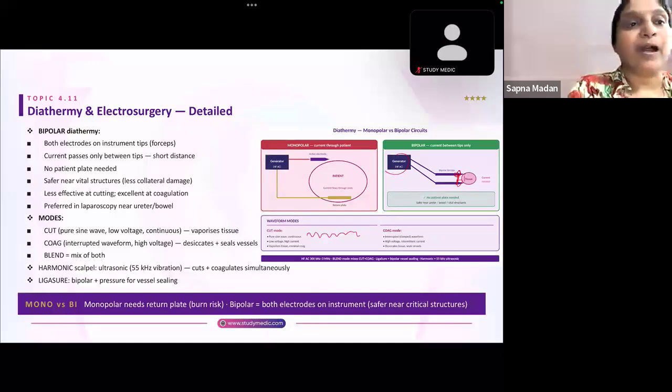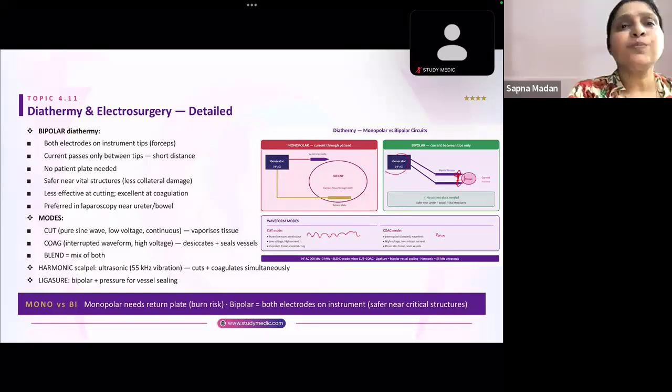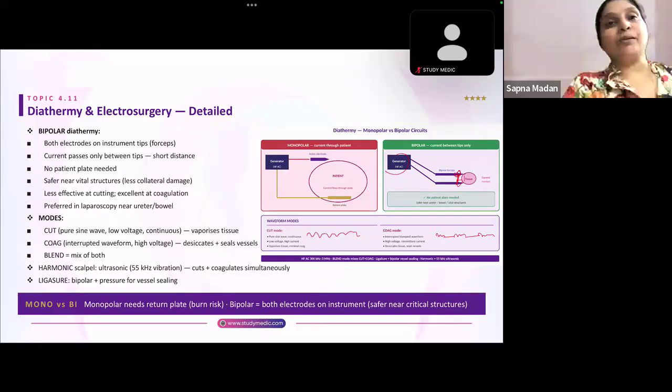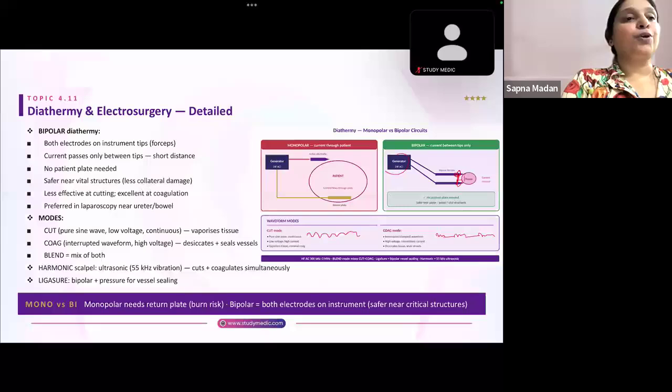In coagulation mode, it is interrupted. So you give the current, you wait, then you give the current and you wait. So this is the kind of pattern that you see in a coagulation mode, and it has high voltage and intermittent current flow. It will desiccate the tissue and it will seal the small vessels. Okay, so cut is pure sine wave, low voltage, continuous. Coagulation is interrupted, high voltage, it will desiccate the tissue and seal the vessels.